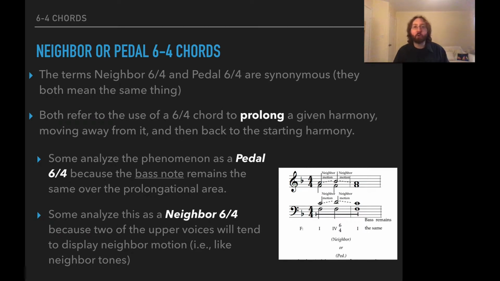Let's talk about neighbor or pedal 6/4 chords, which are also very common, and they mean basically the same thing. They just describe different aspects of the chord. Both of these are referring to a 6/4 chord that prolongs a given harmony. In other words, it moves away from it and then comes back to it. It's kind of like a conversational turn, and then suddenly we're back around to the main idea. Some analyze this phenomenon as a pedal 6/4 because the bass note remains the same over the prolongation area.